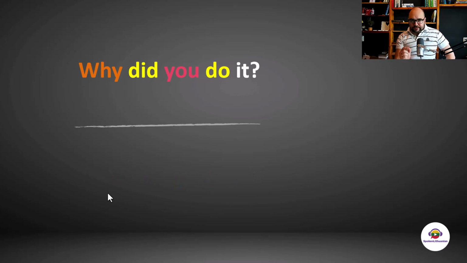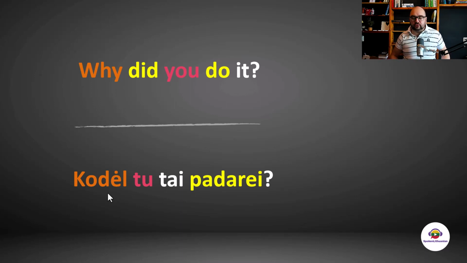Why did you do it? Now just drop the ar and just add why. Kodėl tu tai padarei? Just remember not to put ar if you have kodėl already. Never say kodėl ar tu tai padarei. No. Ar tu tai padarei, that's questioning whether or not you did it. But kodėl tu tai padarei, now you're asking why did you do it.